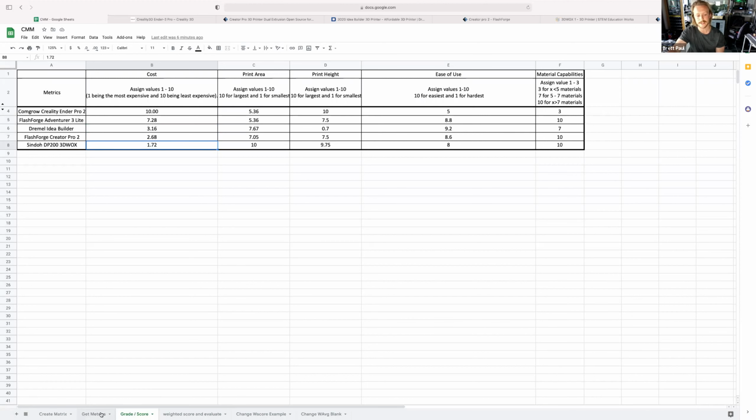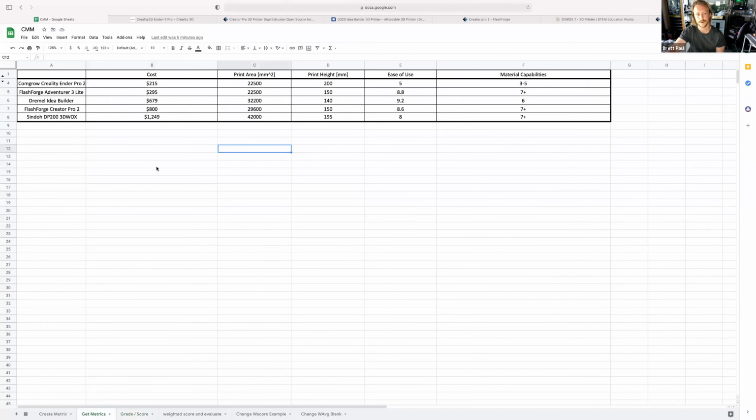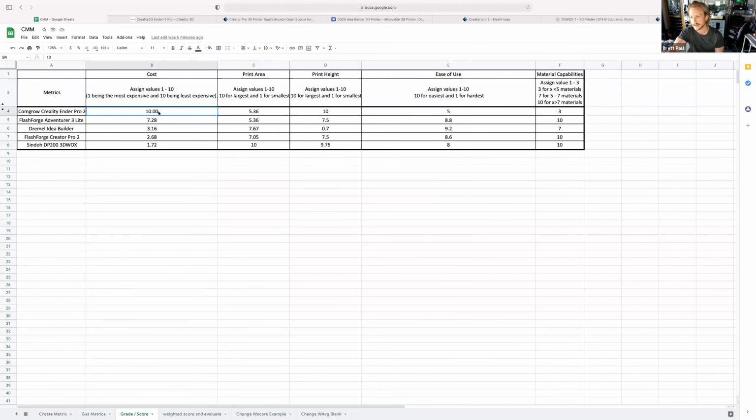So what that means is, for example, for the FlashForge Adventurer, I did 295 divided by 215 to get some factor relating the cost of the FlashForge and the Ender Pro 2. And then I multiplied that factor by 10 to get the associated proportional scale value for the FlashForge Adventurer 3 Lite. Does that make sense?